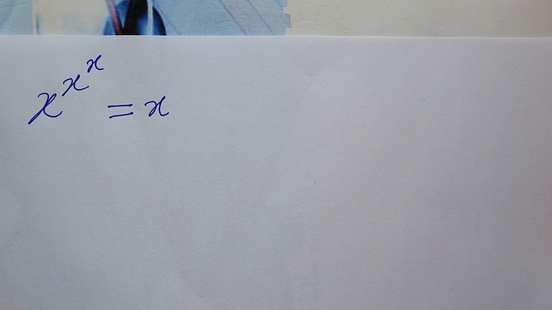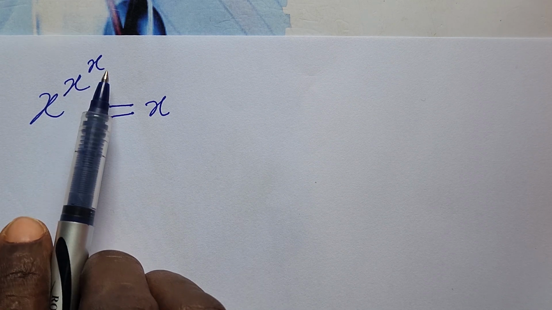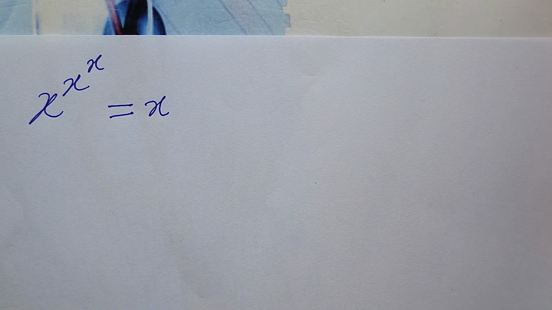Today we have a nice math problem. The question is x to the power of x to the power of x equals x. What is the possible value of x that will satisfy this equation? It's very simple. All we just need to do here is to divide both sides of the equation by what?